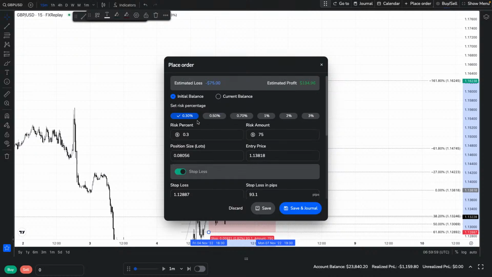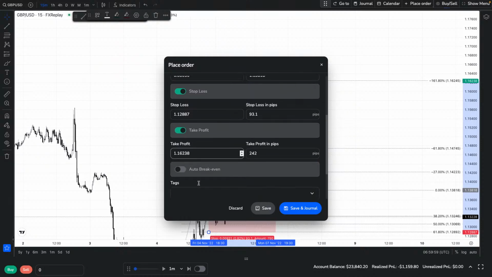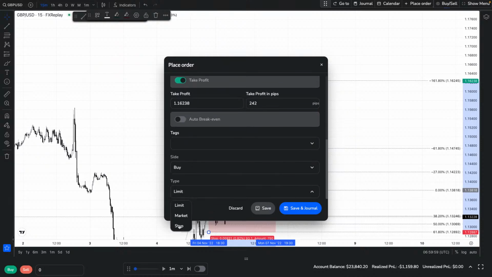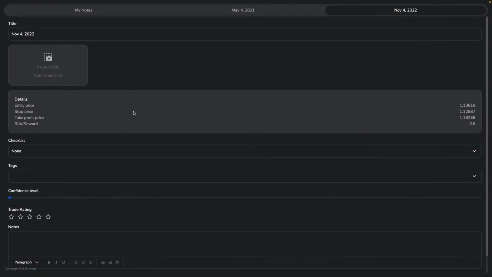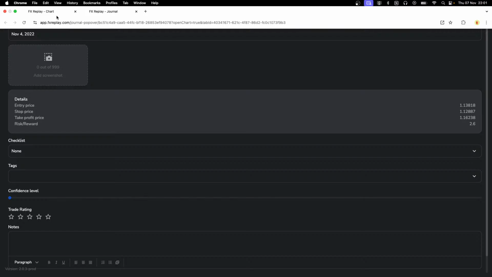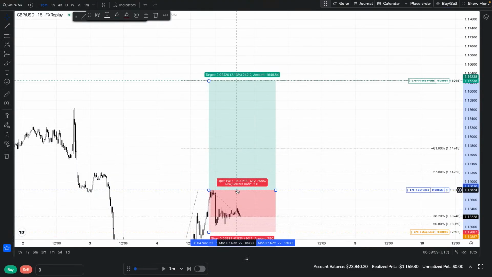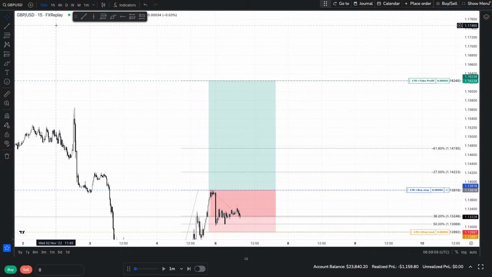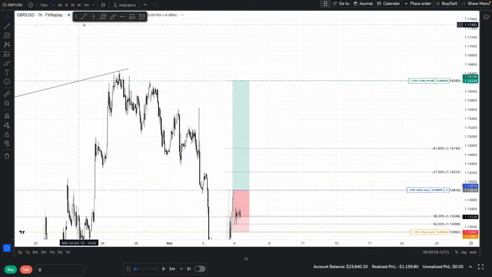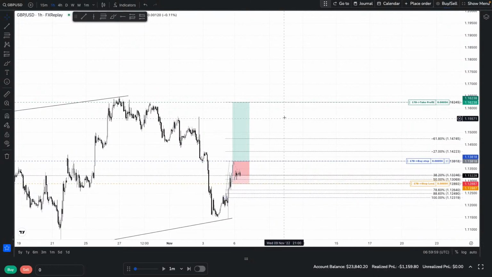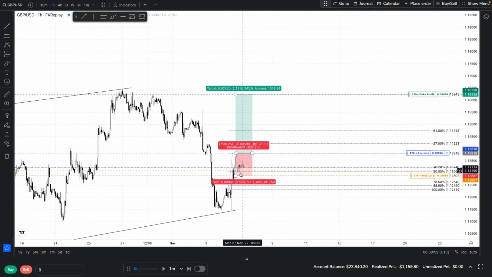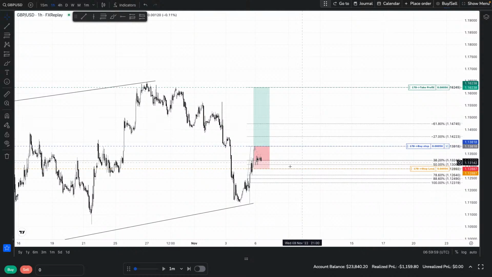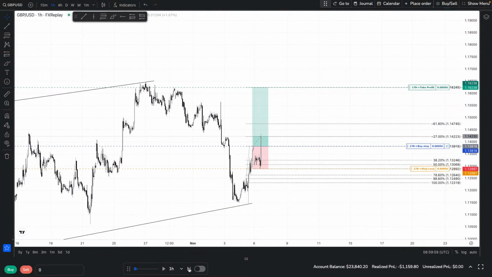Okay, so they changed the interface on FX Replay. Stop. There we go. Okay, I don't know what just happened. Okay, I'm gonna close this and, okay, so I'm looking for continuation for price to keep pushing to the upside. Okay, there we go.